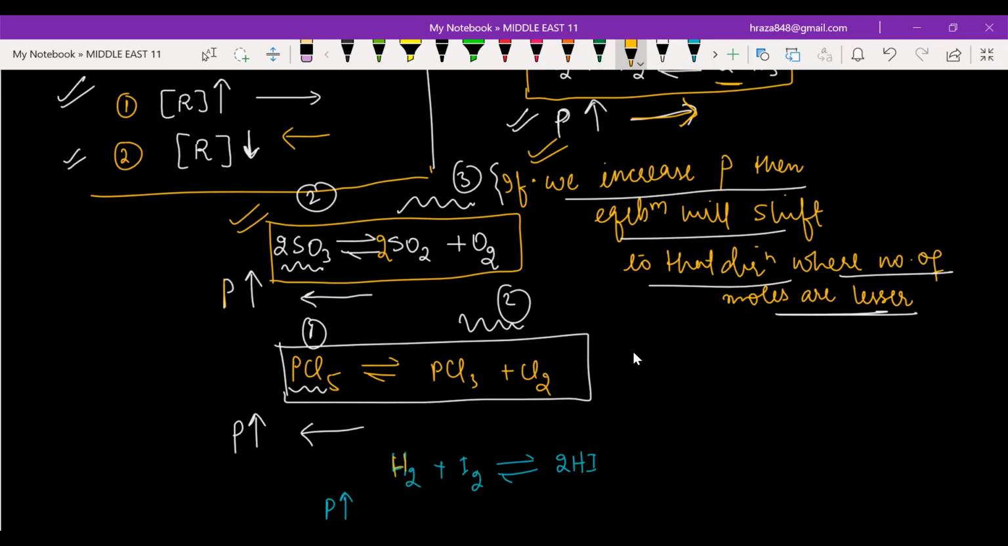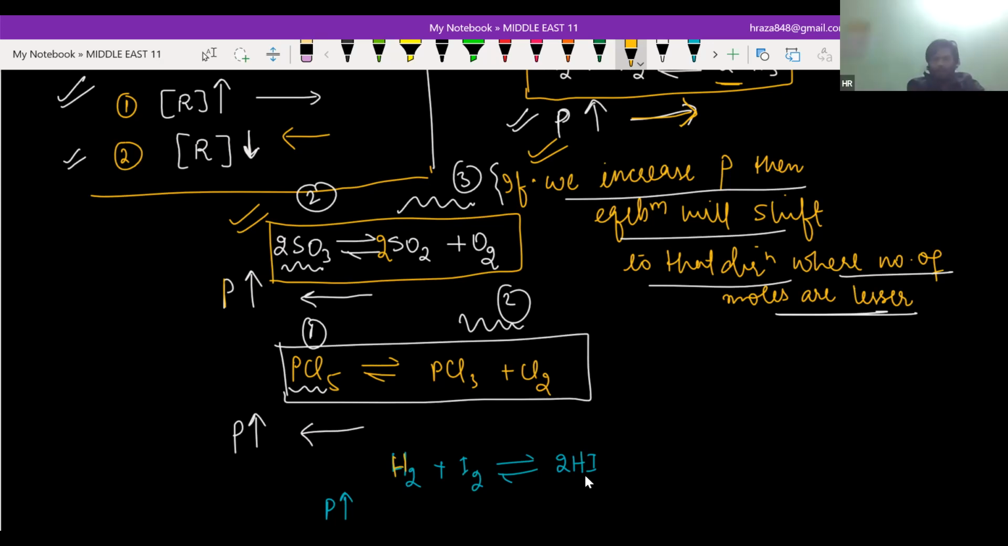So both sides have equal moles, right? Yes, both sides equal moles. Whenever the answer is in terms of pressure, you will go for the number of moles on both hand sides, reactant as well as product. Very good, Krishna. So tell me the answer, Krishna.